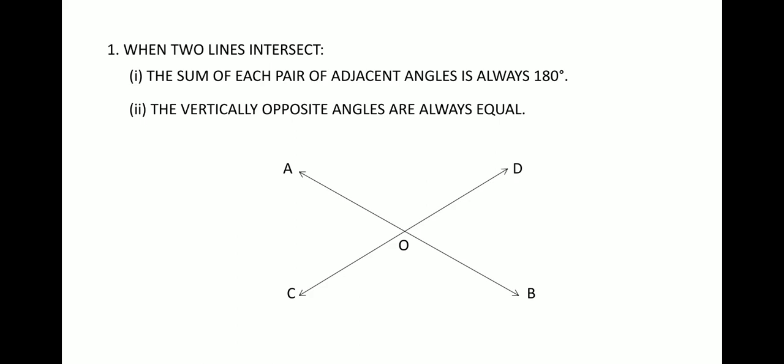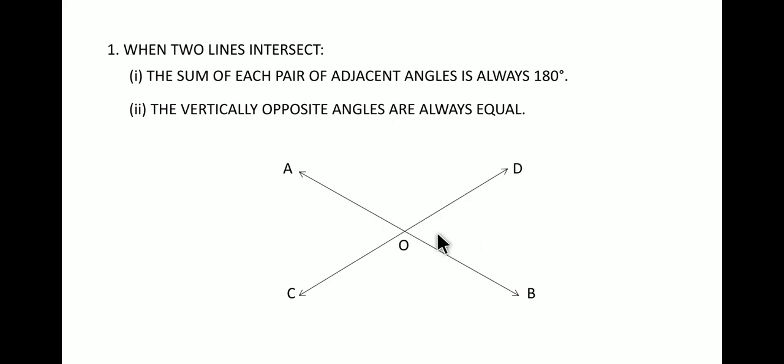Number two is that vertically opposite angles are always equal. Vertically opposite angles means, let's say this angle, angle AOC, and the angle opposite to it is this one, that is angle DOB. So angle DOB and angle AOC are vertically opposite angles and they are supposed to be equal. So AOC will be equal to DOB.